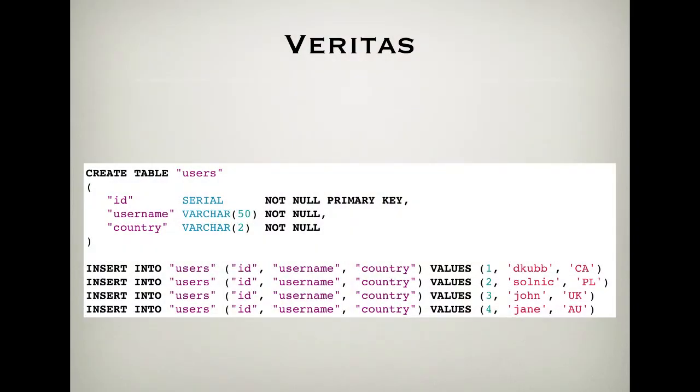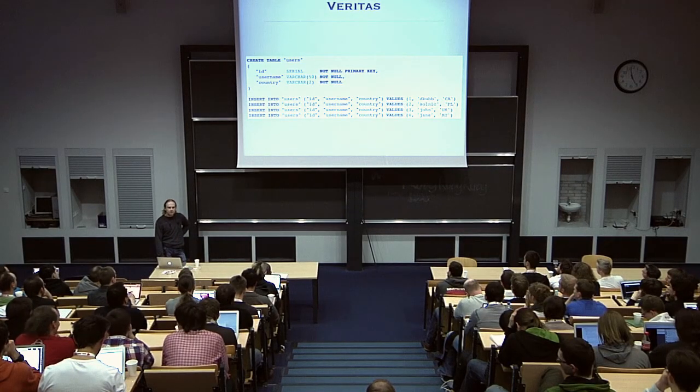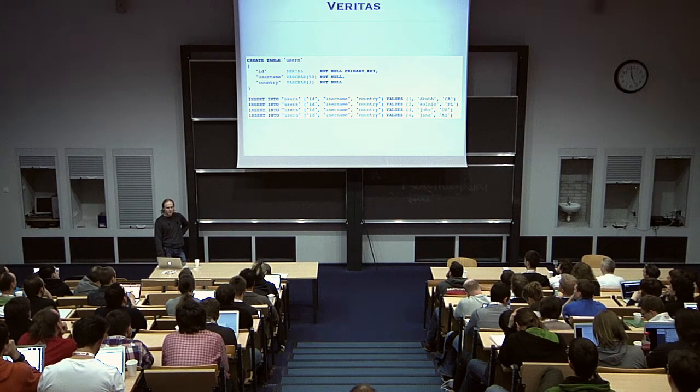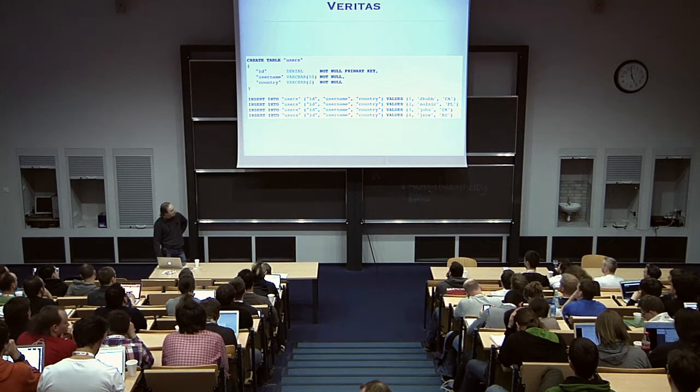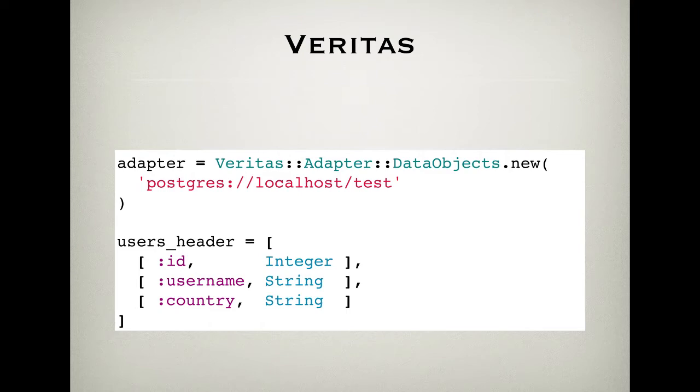Data objects is a project that gives you drivers for probably all popular relational databases. So here's a simple table that we create in Postgres called users. It has 3 columns: ID, username, and country. And then we just insert some data. And now we can connect to this database via the data objects adapter for Veritas.